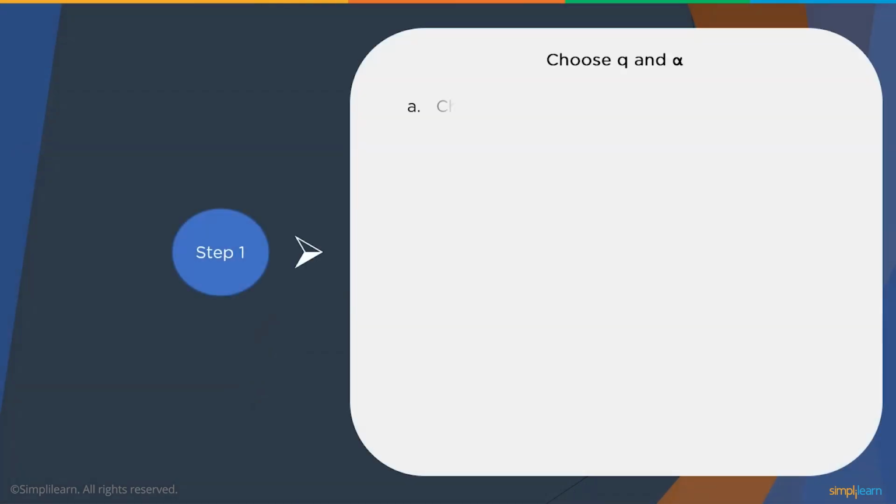Step 1 is choosing Q and alpha. First, we choose a prime number Q which will stay consistent throughout the process. Once we have selected Q, we need to select a primitive root of Q and denote it by the symbol alpha. This alpha will be a primitive root modulo Q if every number co-prime to Q is congruent to a power of alpha mod Q.